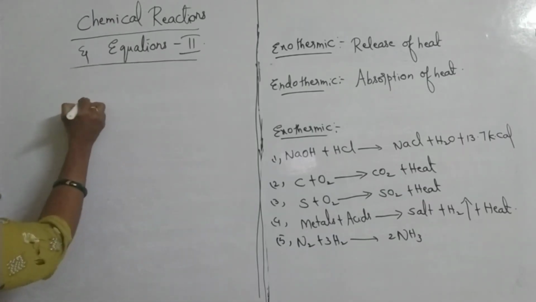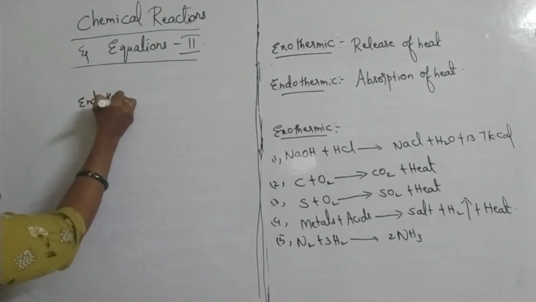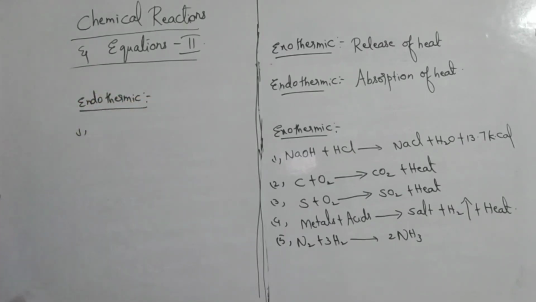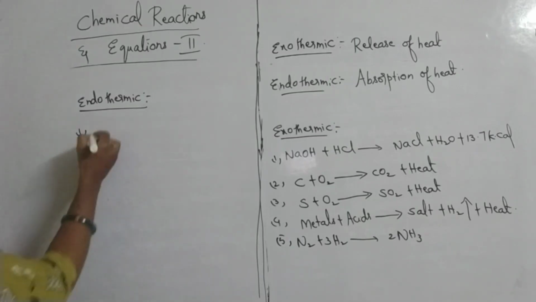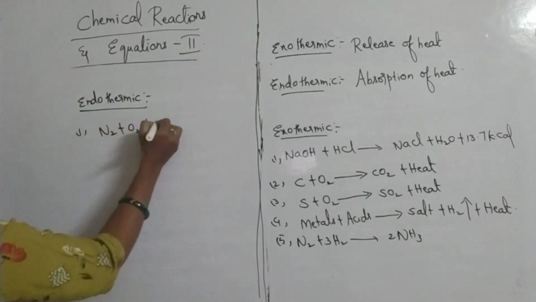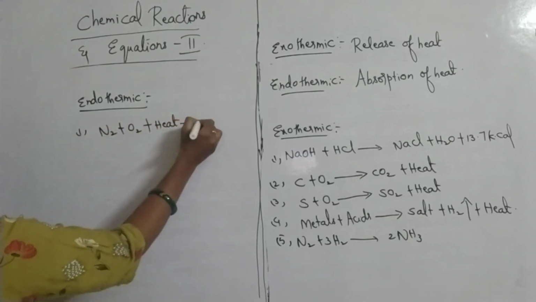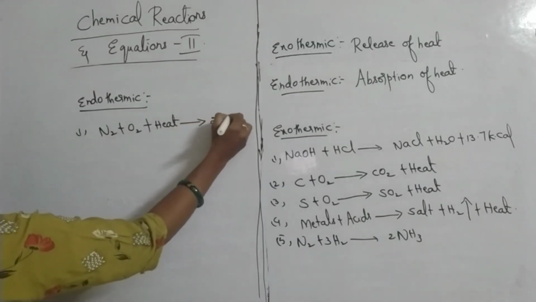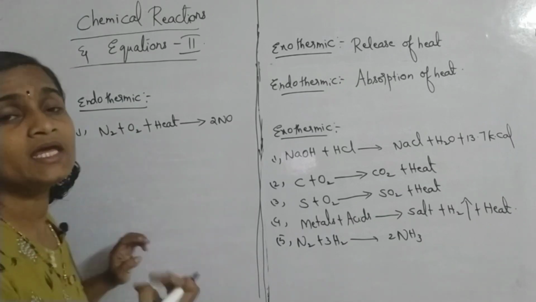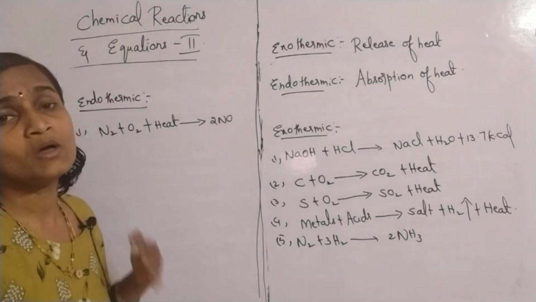Examples for endothermic reactions. You can take the example of N2 plus O2 gives rise to 2NO. N2 plus O2 plus heat energy, then only it gives rise to 2NO. It's an endothermic reaction. Reactants require some heat energy in order to form the product.